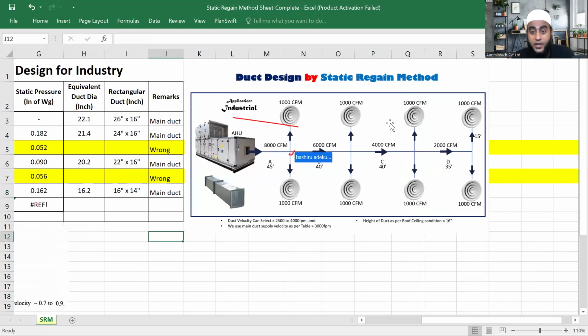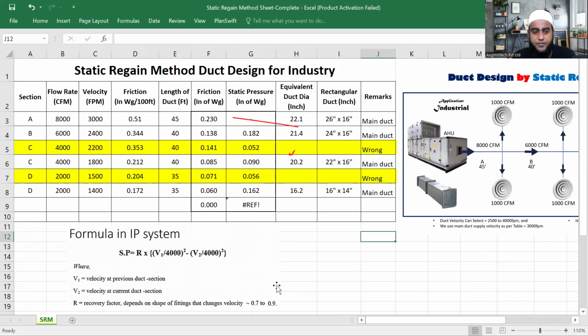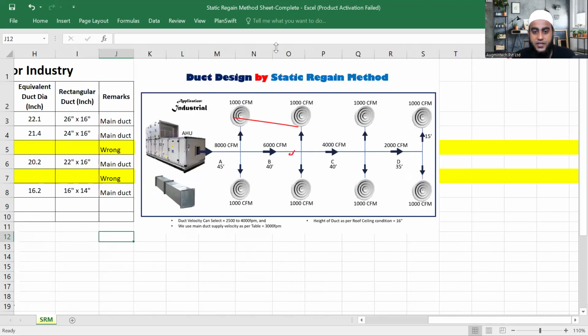All of you know that in each and every branch, we are supplying 1000 CFM only. So for 1000 CFM, just write down the branch name, and the branch length is 15 feet, each branch length.